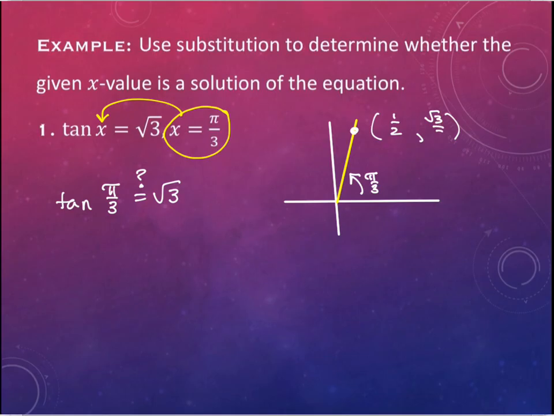1/2 and square root of 3 over 2. Everybody good so far? If this had just said sine or cosine, you'd just be done and you'd know whether or not it worked, okay? And so how do we decide for tangent?